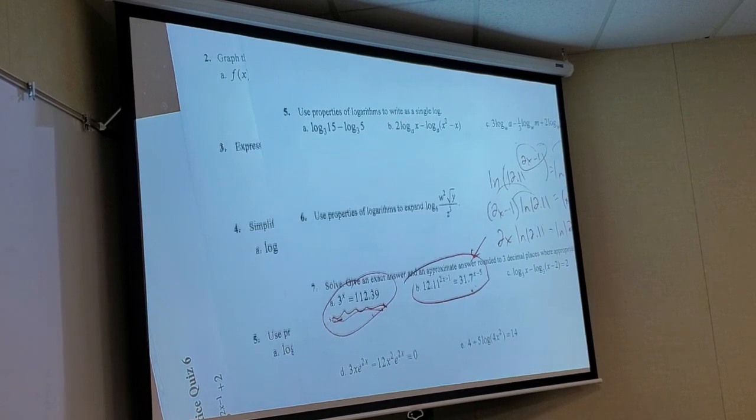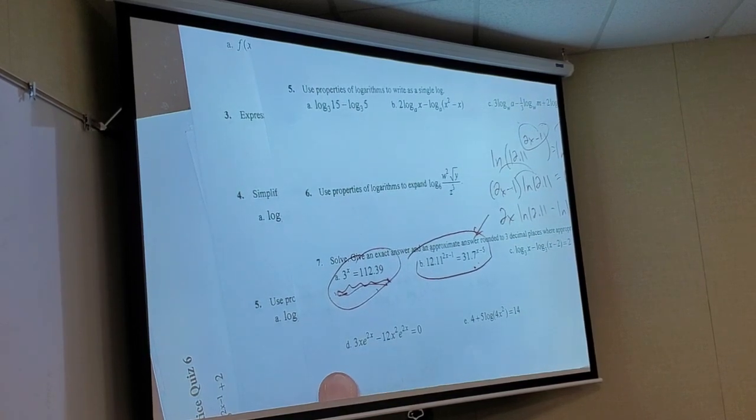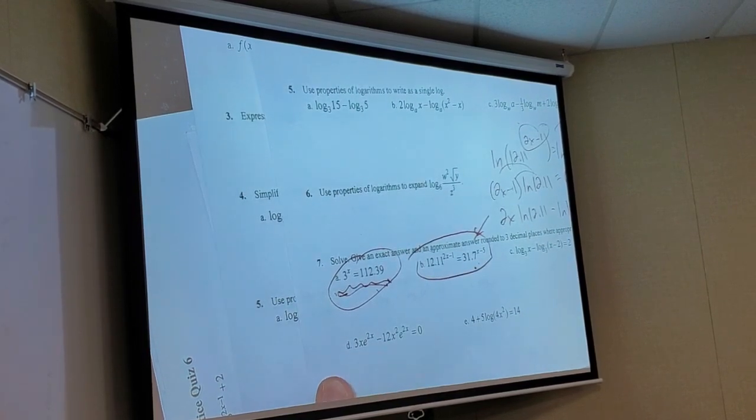So it doesn't matter at all what the problem is, you can use either. If it's an equation I'm trying to solve and my variable's stuck in the power, I could use any log I feel like using.